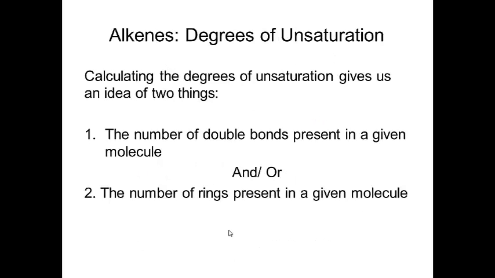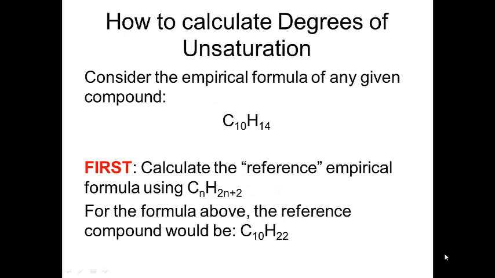One of the things about alkenes that we have to learn is how to calculate what we call degrees of unsaturation. Degrees of unsaturation gives us an idea of the number of double bonds present in a given molecule or the number of rings present in a given molecule. To calculate degrees of unsaturation, we need an empirical formula, which is shown here. Let's look at this with a compound with the formula C10H14. There are two steps to calculating degrees of unsaturation.